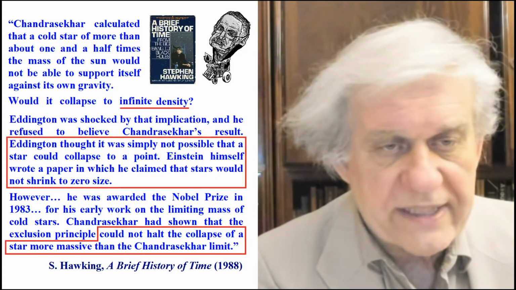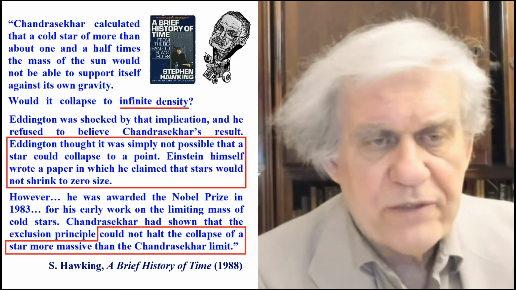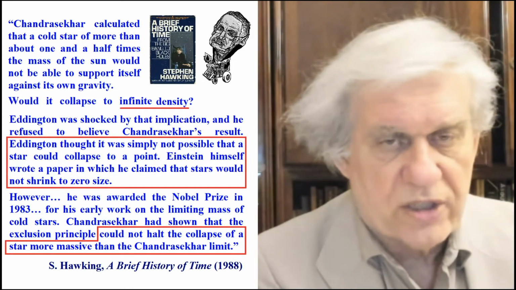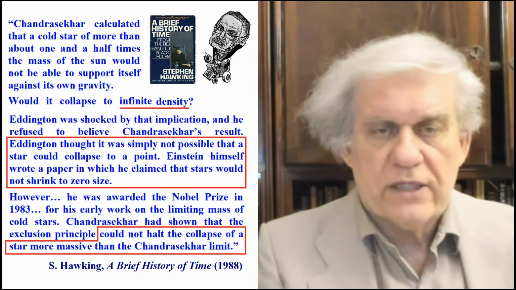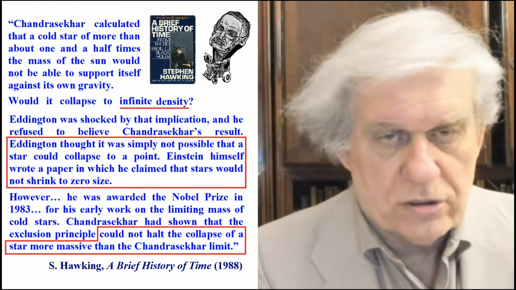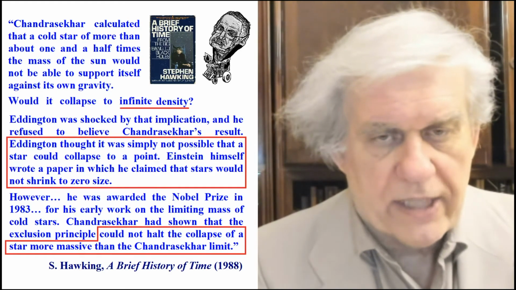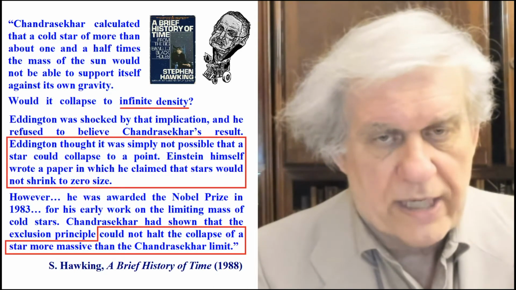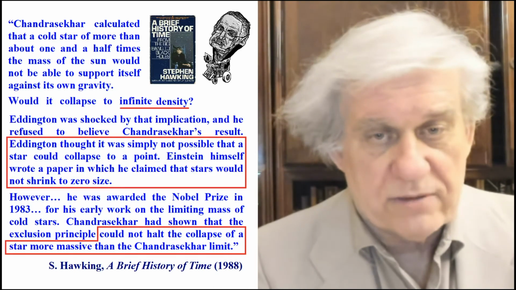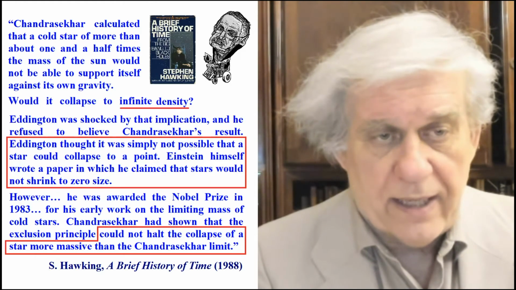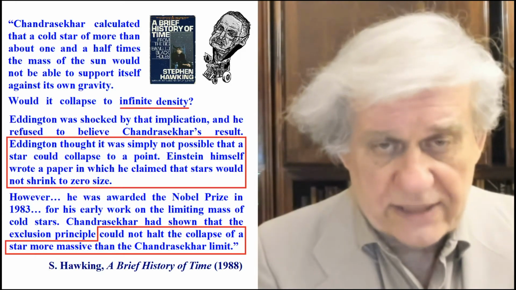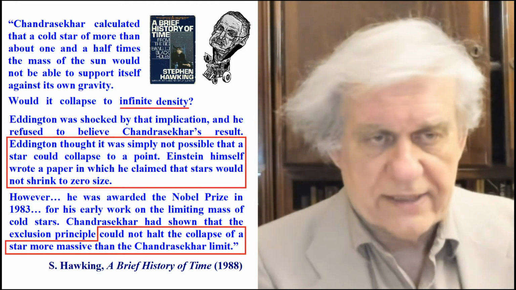Eddington was shocked by that implication, and he refused to believe Chandrasekhar's result. Arthur Eddington was Chandrasekhar's supervisor, his boss. And he said, I'm not going to let you publish that nonsense. You're not going to ridicule the mathematical establishment. So he was dead set against that. And not only him, as we'll see, also Einstein, who was a big man by the time, right?